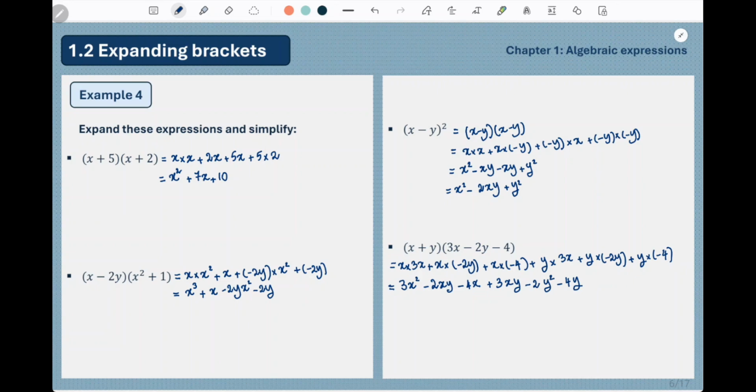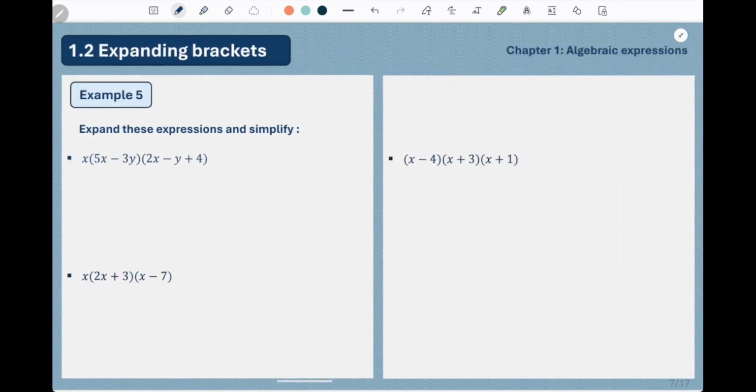The answer is yes. As you can see, this one and that one, they share the same term xy. So we can add 3 to minus 2 and it gives you a 1. So plus xy minus 4x. So I'm going to write the other terms as they are. Minus 2y squared minus 4y. Perfect. So I'm done with example 4.